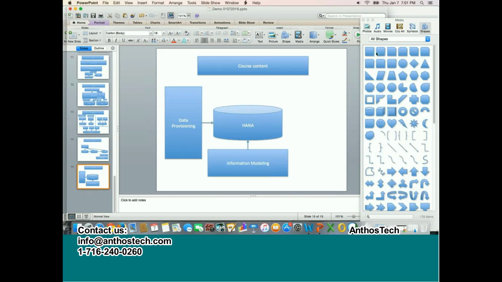Last but not the least, reporting. Once the data is massaged, we can consume the data using reporting tools like Business Objects, for example. So this is what I'm going to cover predominantly in this particular course.